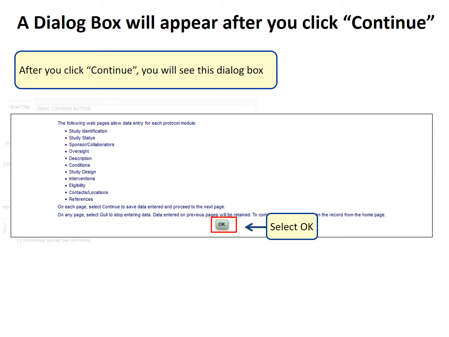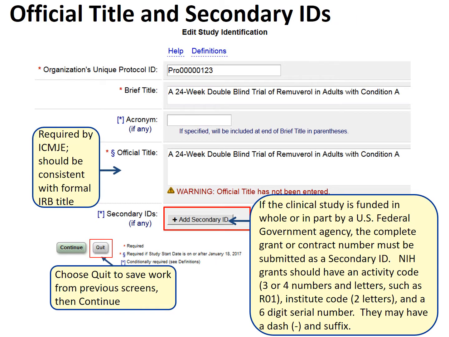After you click the Continue button, a dialog box will appear explaining the data entry process for the remainder of the record. Press OK to proceed. When entering the official title, please be consistent with the formal IRB title. If the clinical study is funded in whole or in part by a U.S. federal government agency, the complete grant or contract number must be submitted in the secondary ID field.